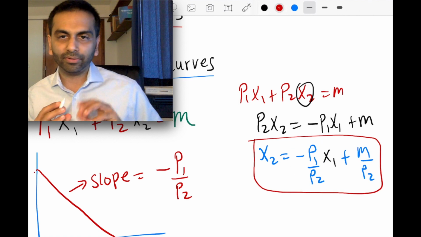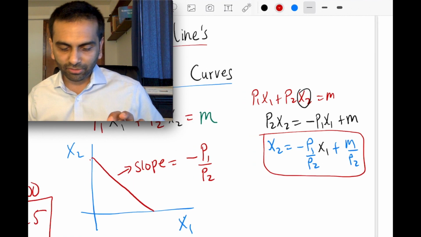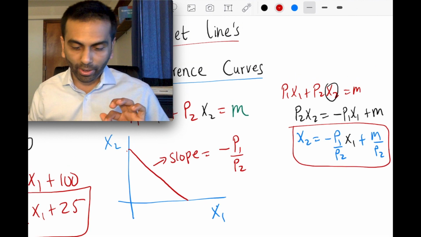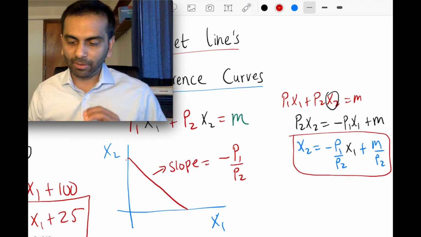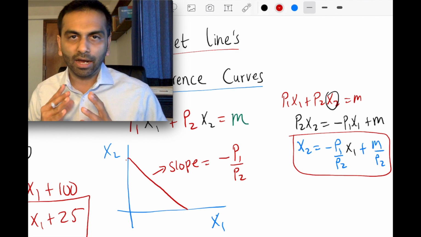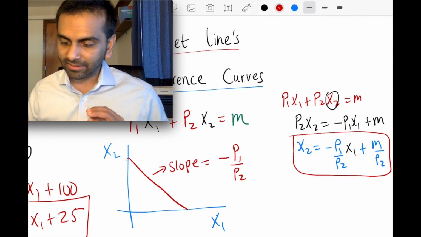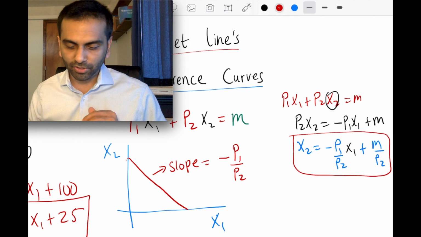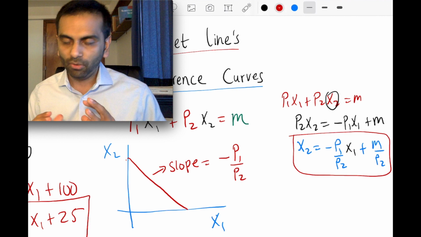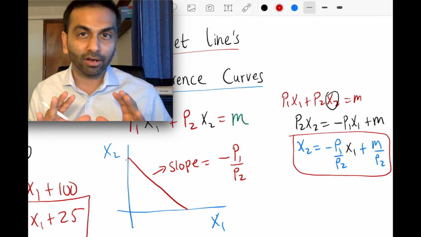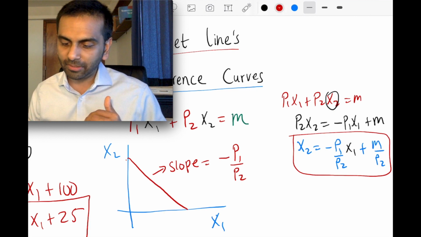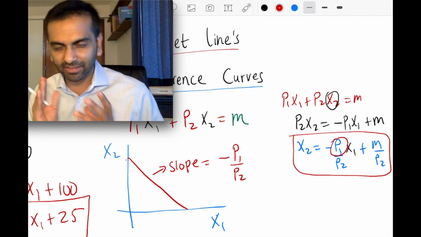And the reason it's important to know that is because then you can see what happens to this budget line when one of the prices changes. So here, if I were to tell you that, all else equal, the first good becomes more expensive, then that's saying that this line is going to get steeper. But if the second good gets more expensive, now the slope's going to be closer to 0, because it's a bigger denominator, so it's going to get flatter. And the other way around, if the first good becomes cheaper, it gets flatter, and so on. So that's just something to keep in mind.